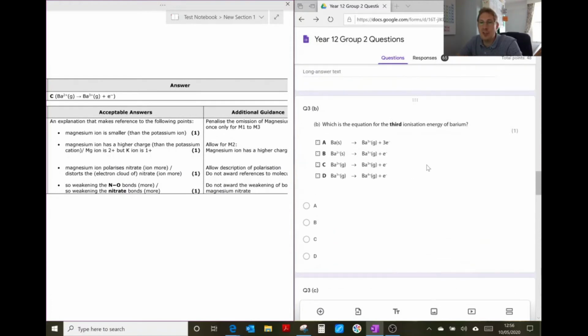Which is the equation for the third ionization energy of barium? Well, this would be removing the 3rd mole of electrons from a mole of gaseous barium ions. So clearly not this, because that's a solid to start with. Clearly not this, because that's a solid to start with. That is removing the 4th mole of electrons, so that is the 4th ionization energy. So it is C, barium 2 plus gaseous ions, having an extra electron or mole of electrons pulled off a mole of gaseous ions.